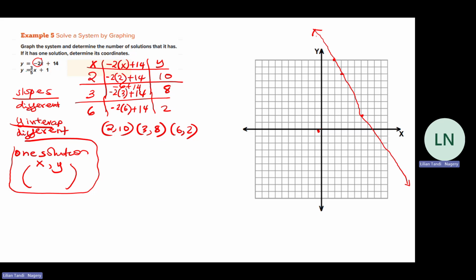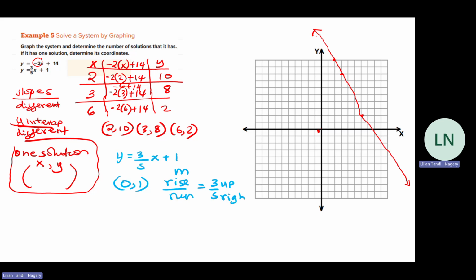If I don't want to, I don't have to draw a table all the time. So this one is y equals 3 over 5x plus 1. My first point will be my y-intercept, 0, 1. And then I will use rise over run to find my other points. My rise over run is 3 over 5. My rise over run is my m. So this means 3 up, 5 right.